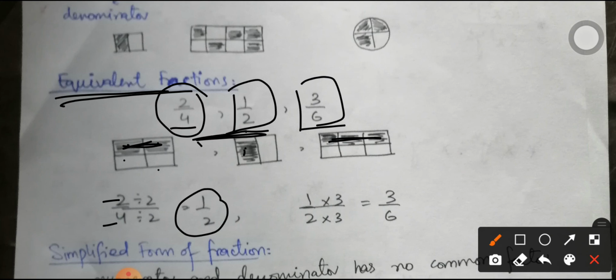Similarly, I can multiply the numerator and denominator by the same number. For example, if I multiply by 3, I will get 3 by 6. So 3 by 6 and 1 by 2 are equivalent fractions. Similarly, 2 by 4 and 1 by 2 are equivalent fractions as well.